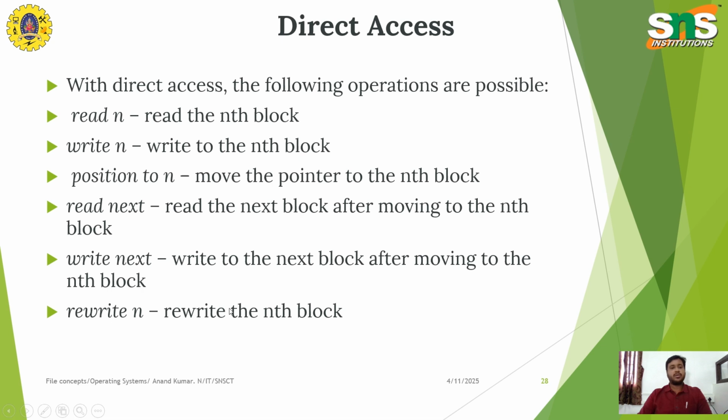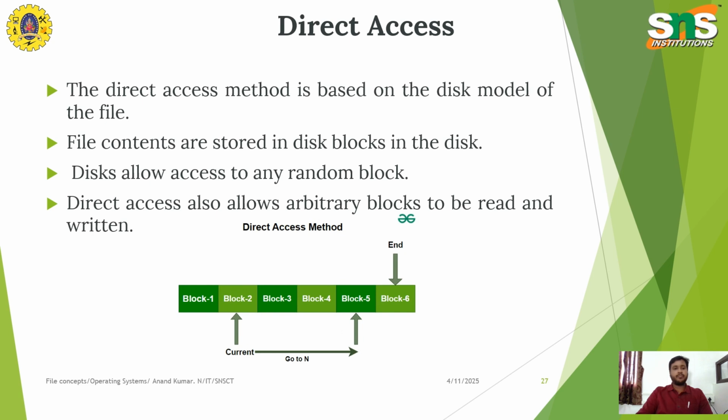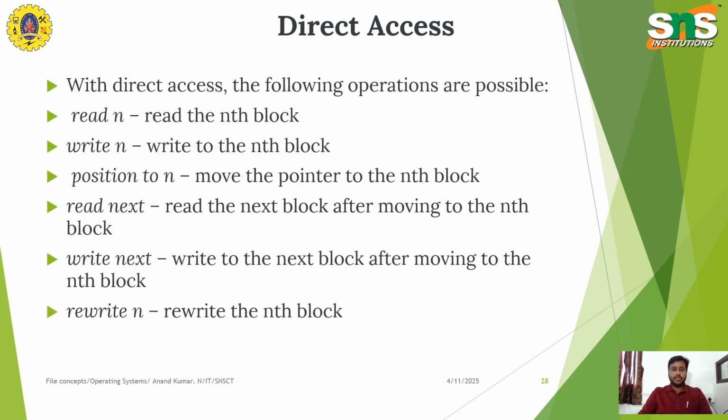So with direct access, the following operations are possible, as I told you in the previous slide: read n, write n, and position to n. Read n reads the nth block, write n writes the nth block, and position moves the pointer to the nth block. Here we have referred to the 5th block. So read 5, write 5, position to 5 says go to position 5. Read next, write next, and rewrite next are the most probably used. Read next reads the next block after moving to the end block, write next writes to the next block after moving to the end block, and rewrite rewrites to the end.